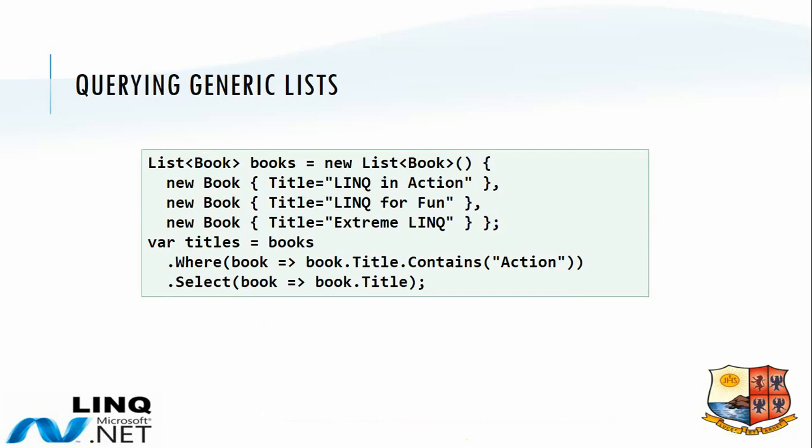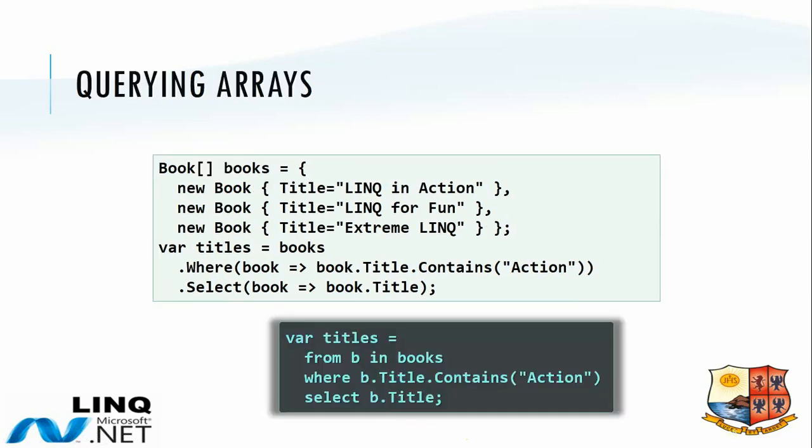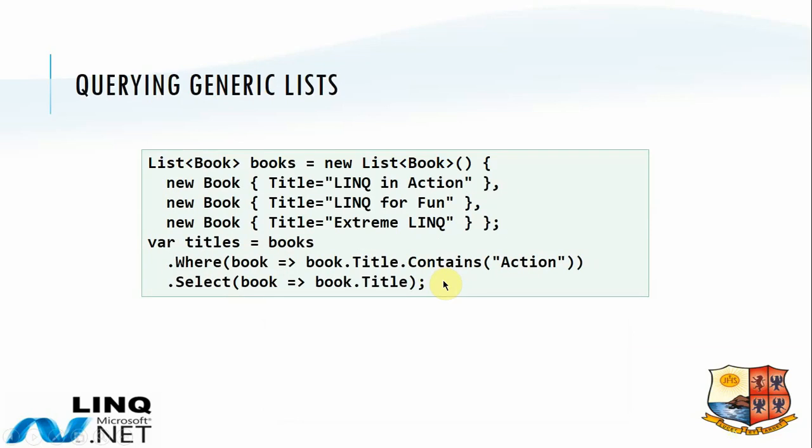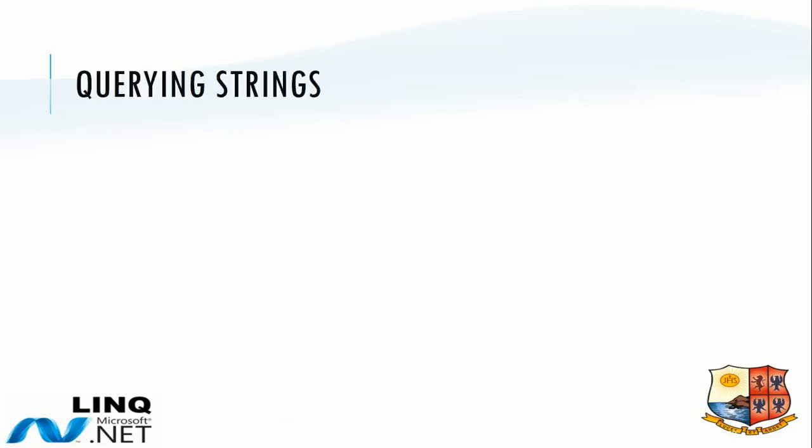Okay, now this is a list. Same logic. I've not changed the code, but please note what is the difference here? No difference in the code if you notice. Var titles is equal to books dot where, whatever it is given, select book dot title. Again, I've changed it from an array to a list. No change in my code. The LINQ code looks the same. I want you to understand that part.